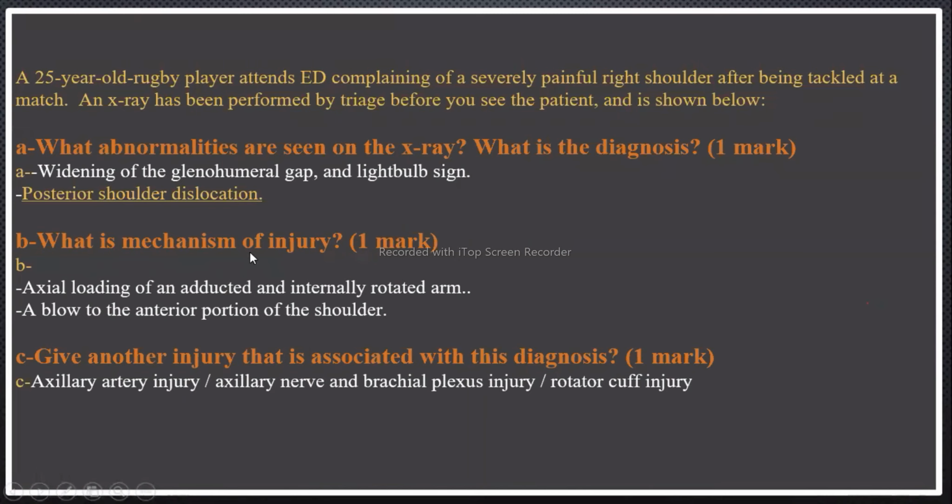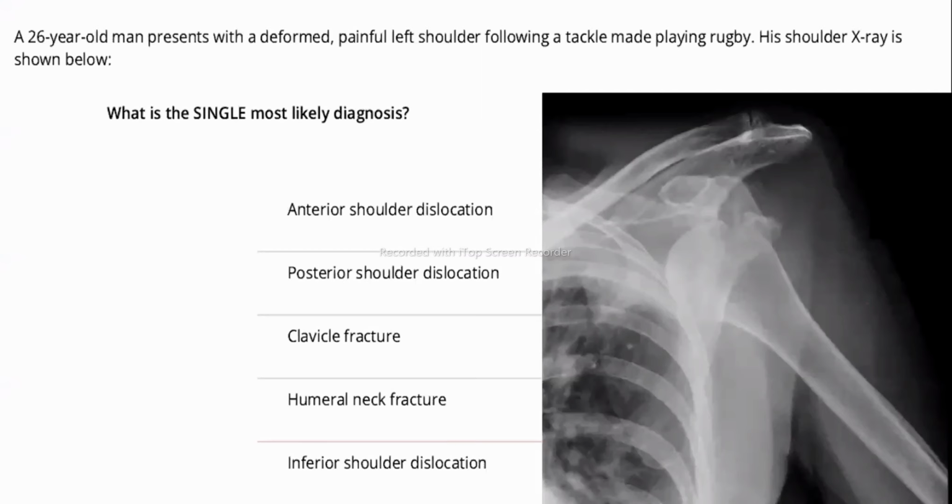So the mechanism of injury also, they can ask you, whether anterior or posterior, be familiar with that. They can ask you in the exam. So axial loading of abducted and internally rotated arm, or a blow to the anterior portion of the shoulder. Here the injury will be the same, whether posterior or anterior. So the most important injuries, artery or nerve or muscle? Axillary artery, because artery injury can cause ischemia, can cause gangrene.